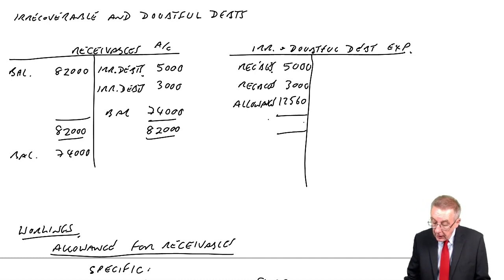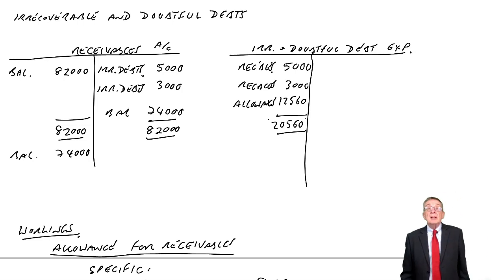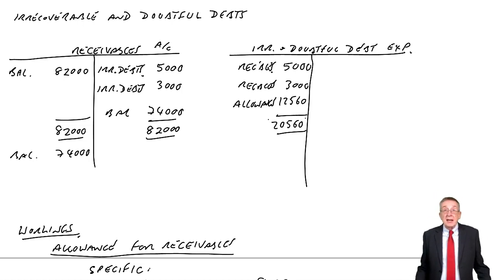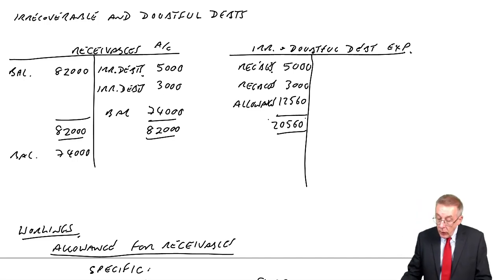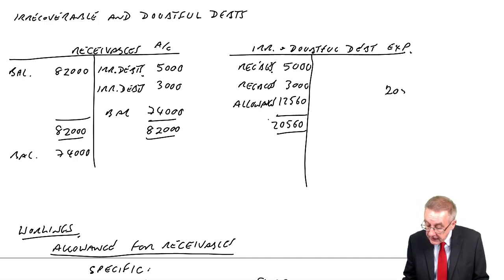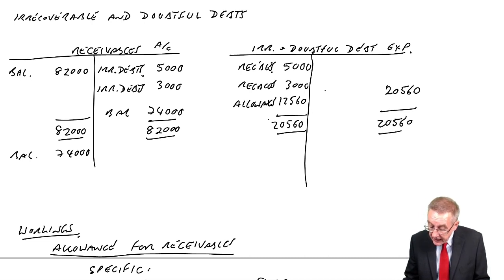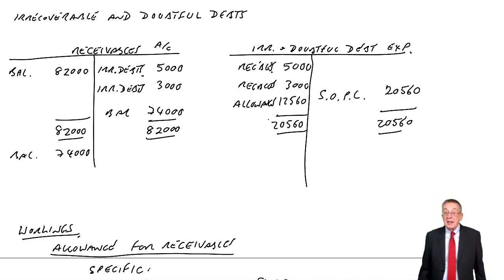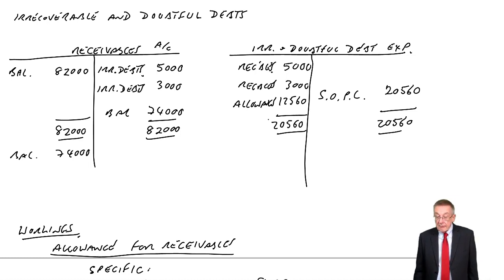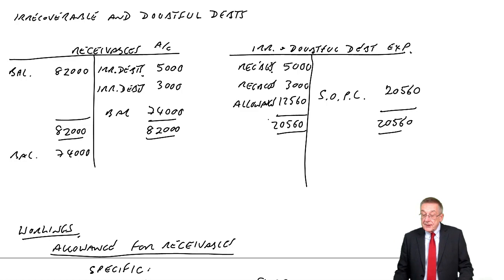And so the total of 12,560, well, like all expense accounts, we move it to the statement of profit or loss. Credit irrecoverable and doubtful debts, debit statement of profit or loss. And there's the total expense that will appear. So there are the entries.